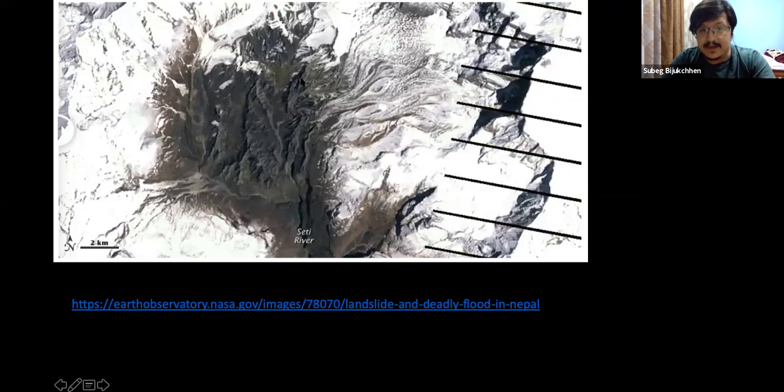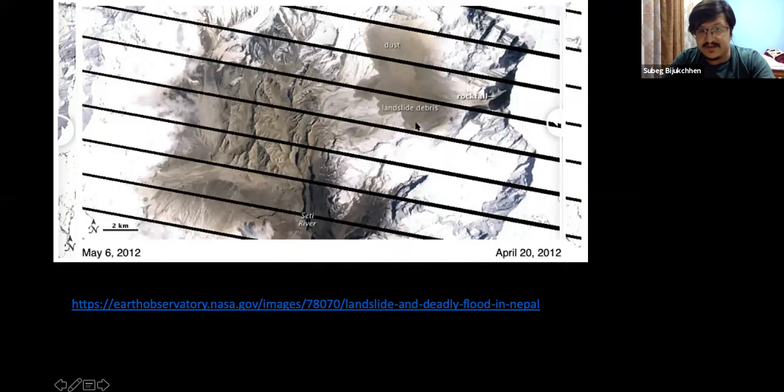So here is snow, and after 16 days, see, there's a landslide. There's a rock fall here. And then all the dust and landslide debris went here, and the Seti River was dammed. The water started piling up, and then suddenly it breached, and there was a flood downstream. People couldn't go there. That's a really, really remote area. You cannot go there. But then people immediately consulted the satellite image.